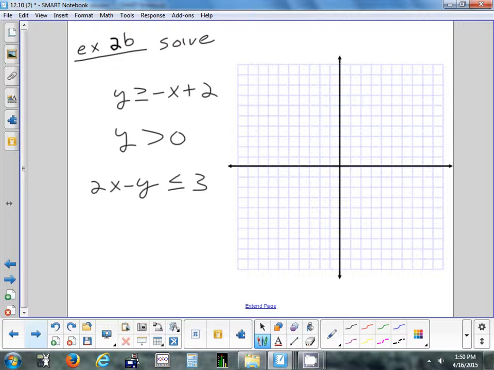Okay, a couple of these look okay to me. Got y by themselves. How about this last one? Okay, on this last one, what I want you to do is rearrange it. It has to be rearranged. Make the y a plus.